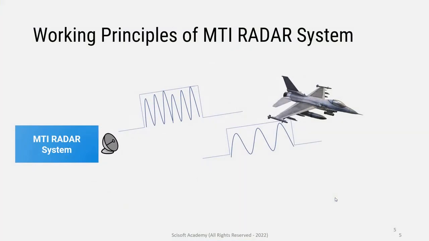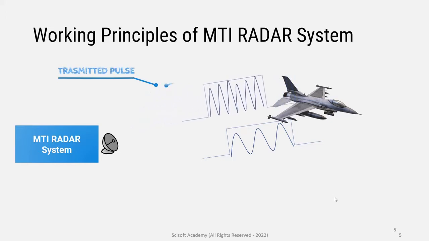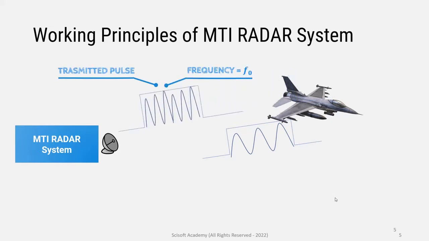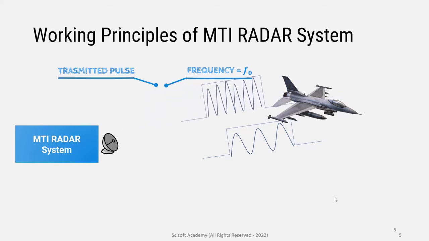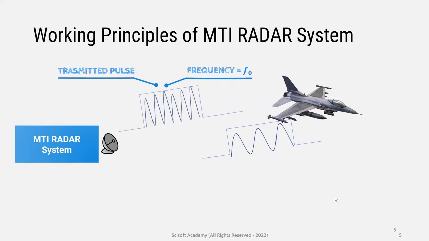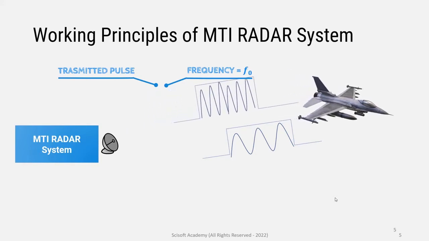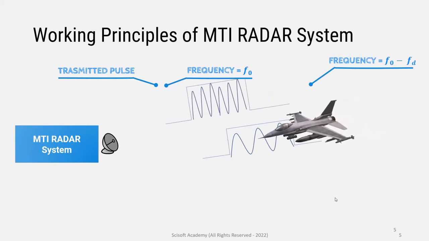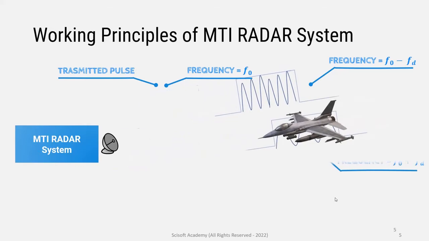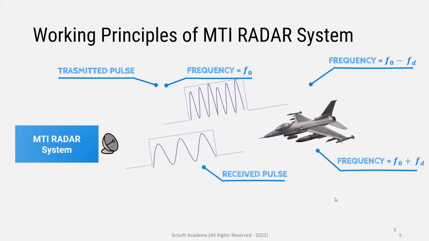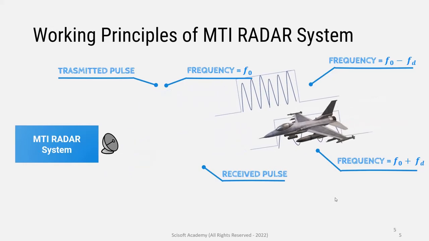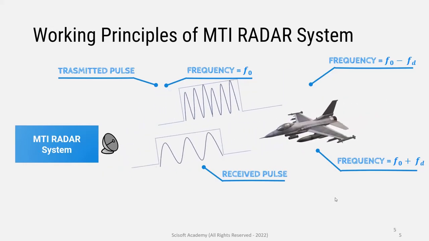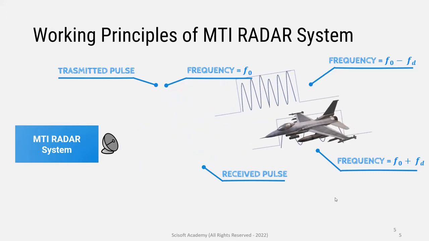From the MTI radar system, let's say we are generating continuous pulses into airspace, and suppose our target is moving away from the antenna. Let's assume that we are transmitting frequency f0. Then if our target is going away from the antenna, the reflected pulses are going to have a frequency of f0 minus fd. Here, fd is going to be the drift frequency. The drift frequency is because of the velocity of the object, the drift happening due to the target movement.